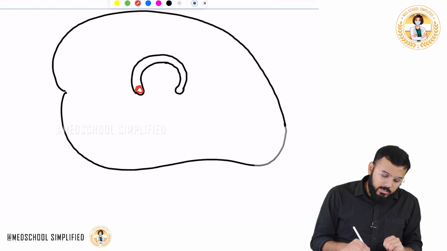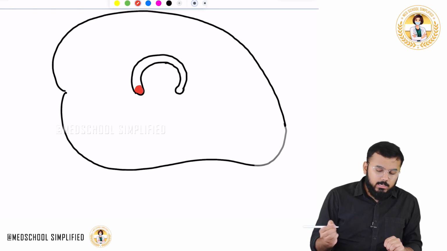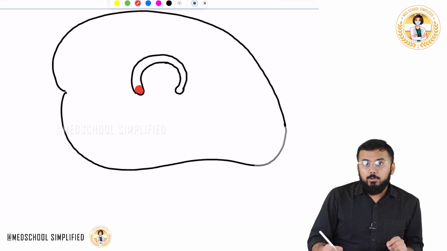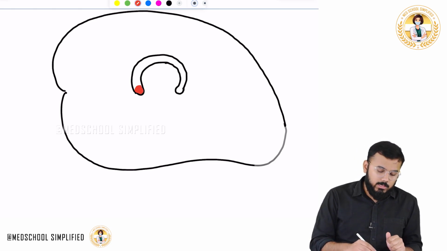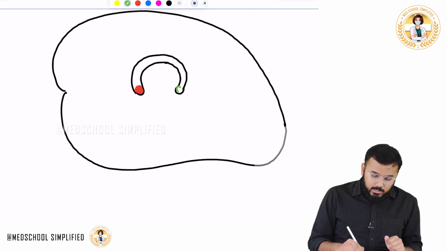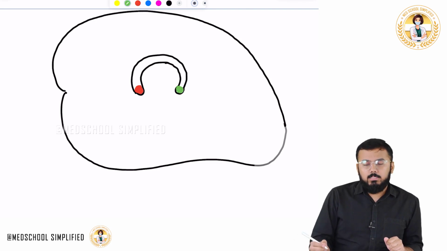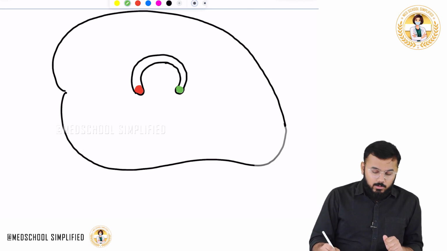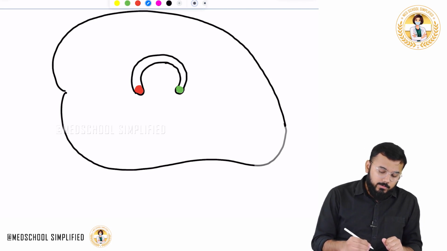See here, you can see this red color thing over here. This red color thing is called the genu of corpus callosum. What is it called? It is called the genu of corpus callosum. Next, this green color thing which I am drawing right now is called the splenium of corpus callosum. Now after the genu and splenium, this part which you can see right now over here is called the body of the corpus callosum.